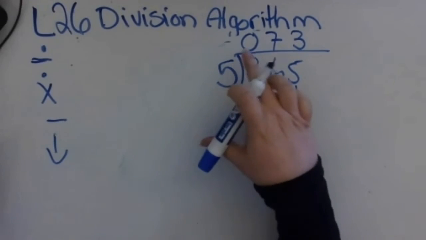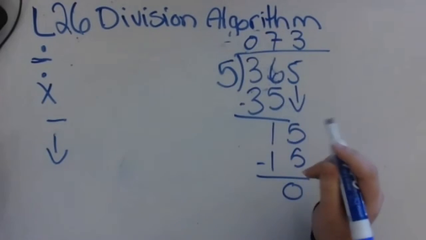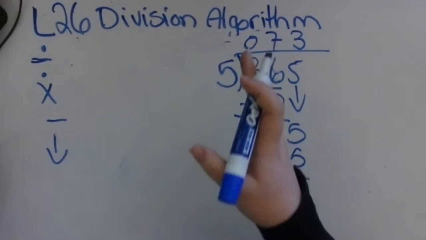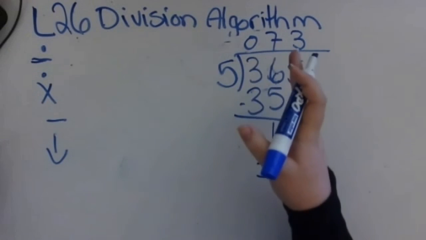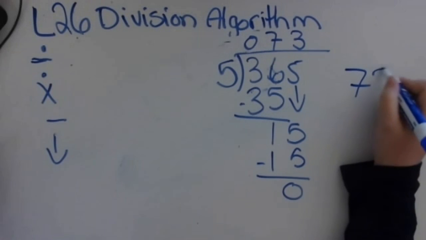And again, you could put the 0 here. You could not put this 0 here. I put it there to start with just so that I can visually see I have used that 3 and it was 0 and I am now looking at 36. But your answer at the end is 73.